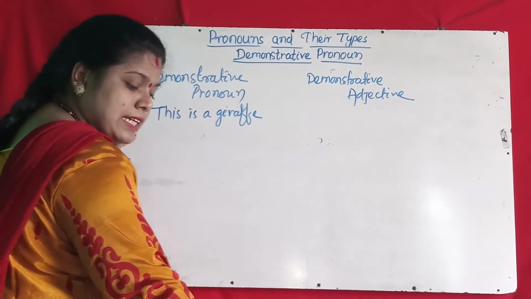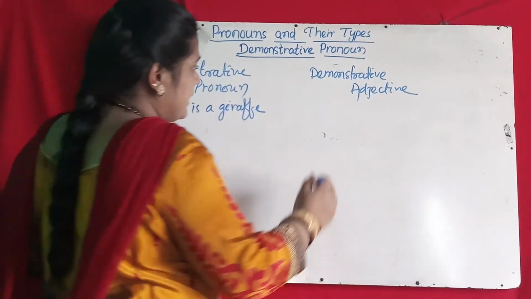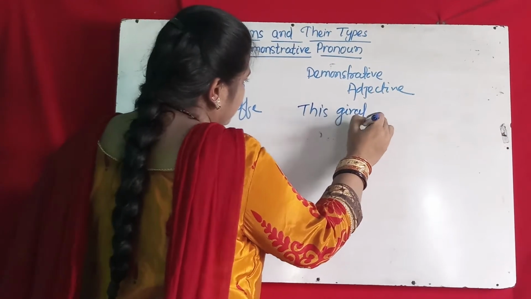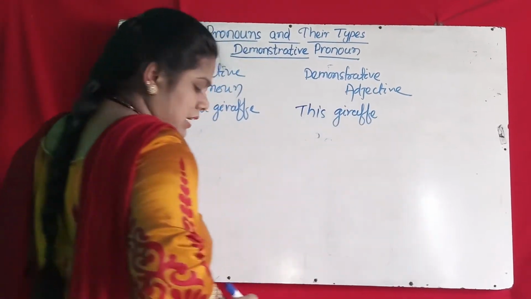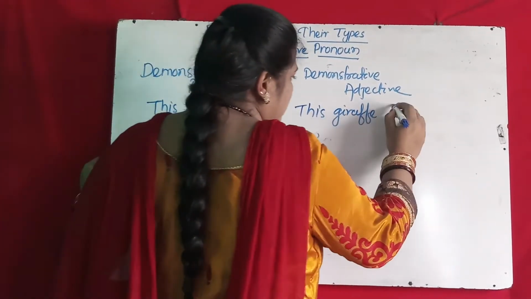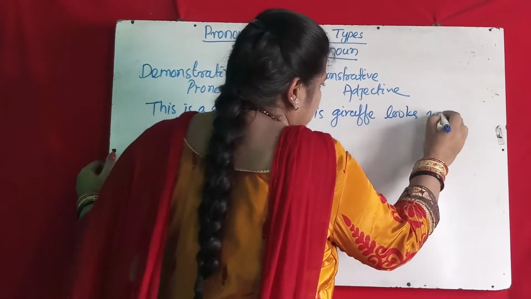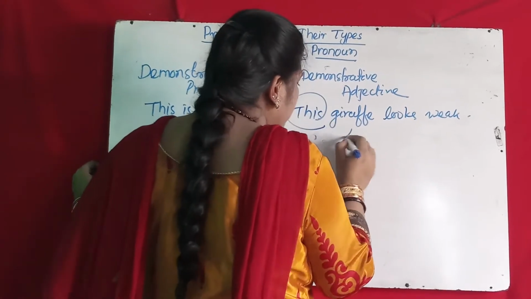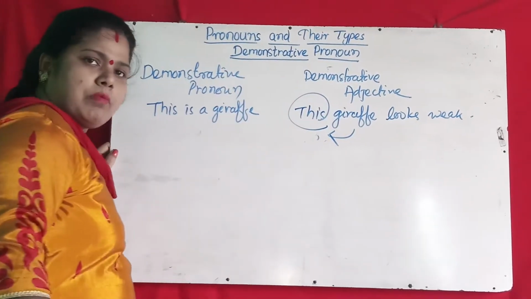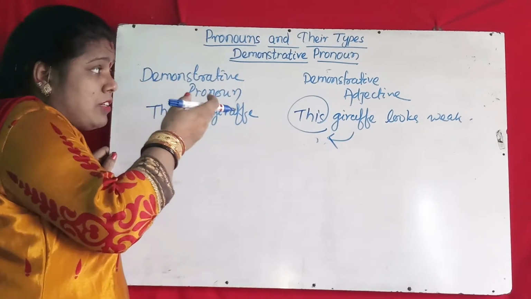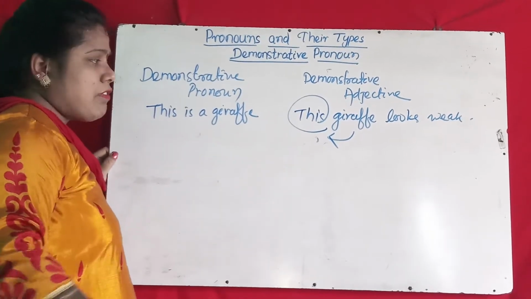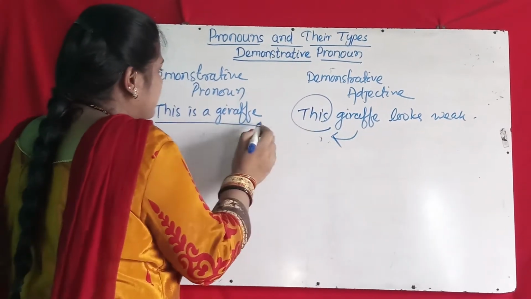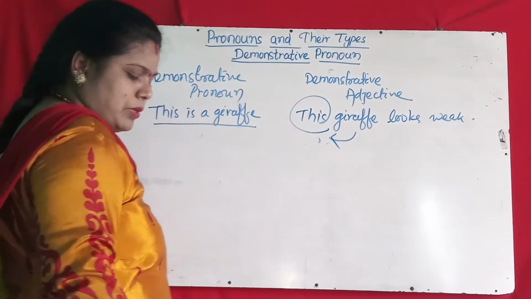But when it is changed to a demonstrative adjective, how do you write it? This giraffe looks big. So here, this is used before the noun. Before giraffe, this is used, so it is called a demonstrative adjective. It qualifies the noun giraffe. But this is a giraffe is a demonstrative pronoun.